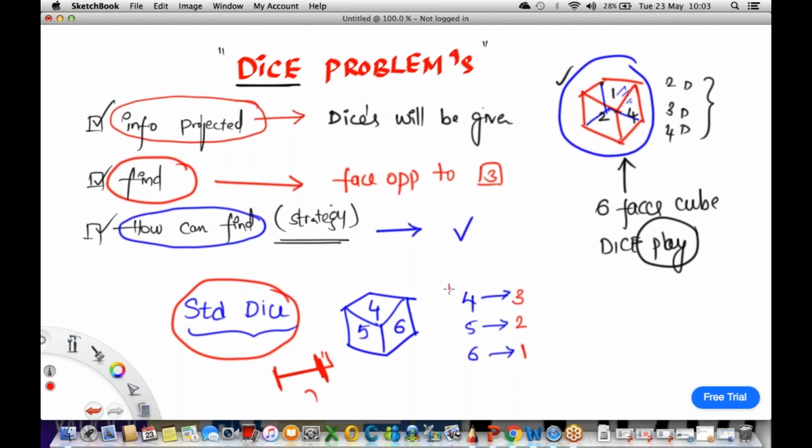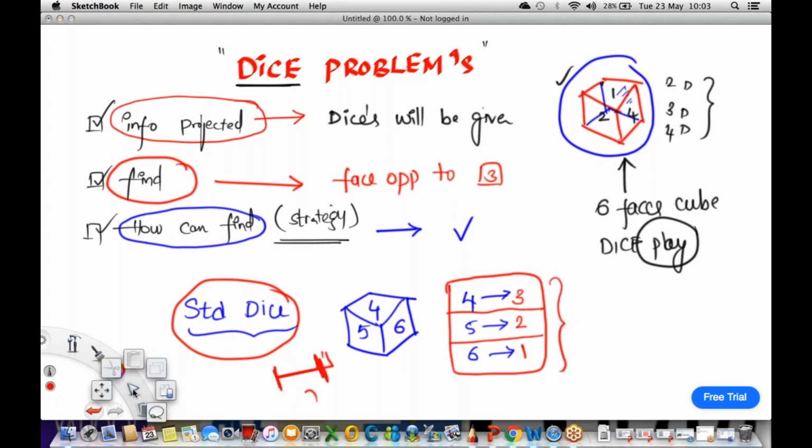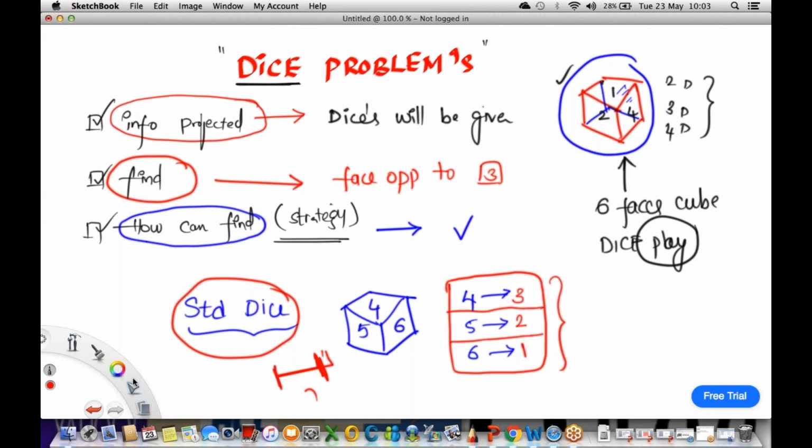So if it is any standard dice, there is no need of looking at the information. The face opposite to the 5 is 2. The face opposite to the 4 would be 3. The face opposite to the 6 would be 1. So this is for the standard. And what other questions can you expect?